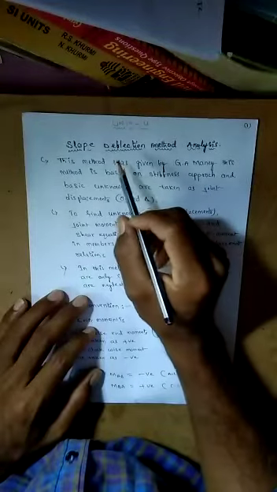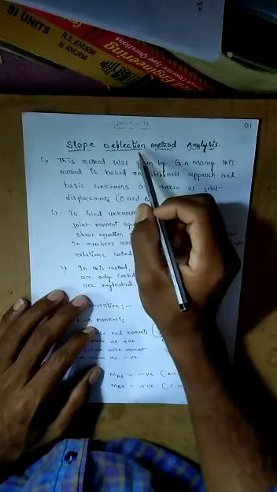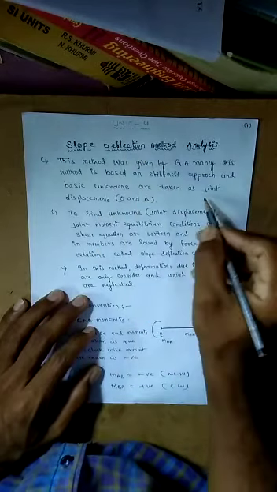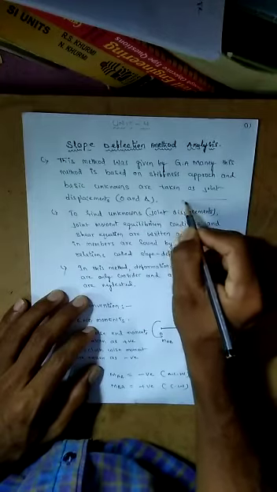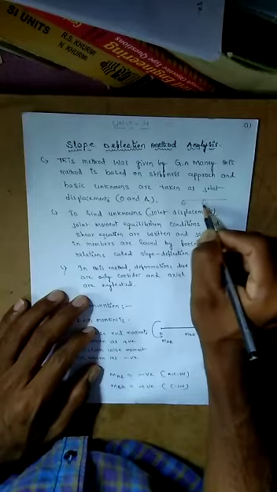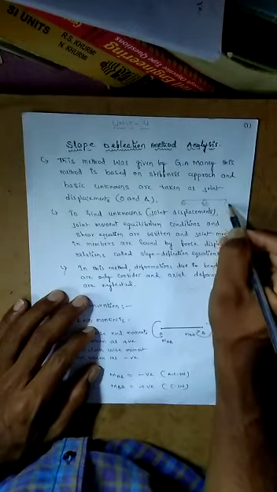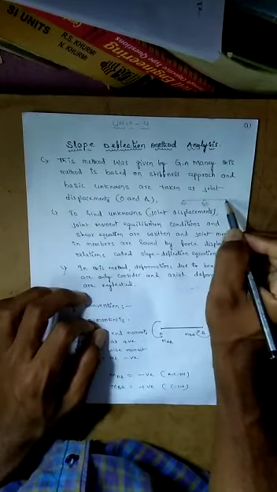Hi friends, today I am going to discuss slope deflection method analysis. What is the slope and what is the deflection? A continuous beam: one end is a hinge support, another end is a roller support. This is called a continuous beam.